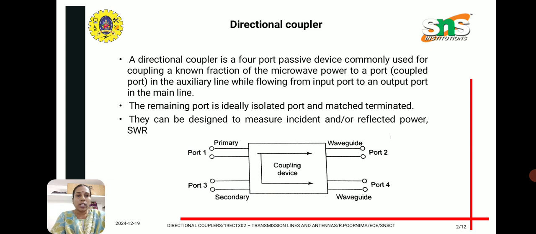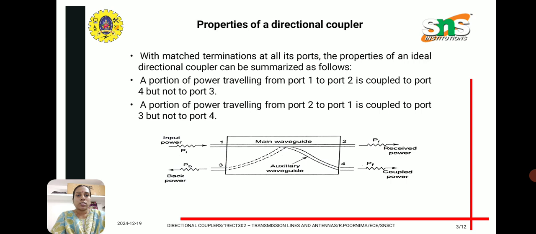Ports 1 and 2 act as a primary waveguide, and ports 3 and 4 act as a secondary waveguide, where the main power flows from port 1 to port 2 and part of the power can be taken for measurement purposes, and it couples the power to port 4. Port 3 is an isolated port. These are the properties of a directional coupler.